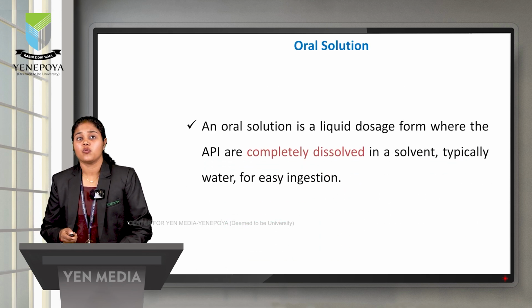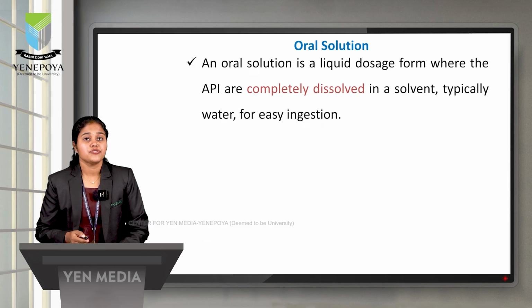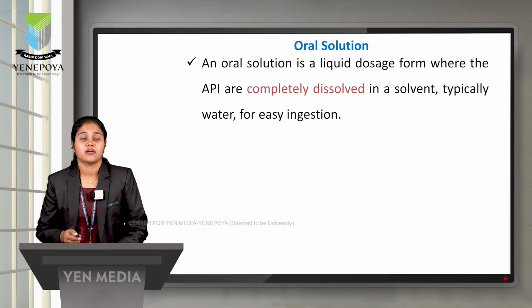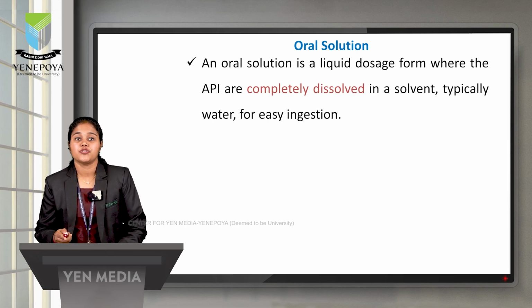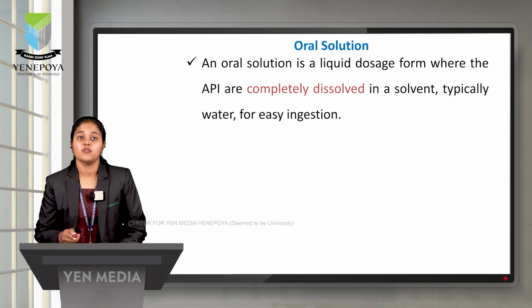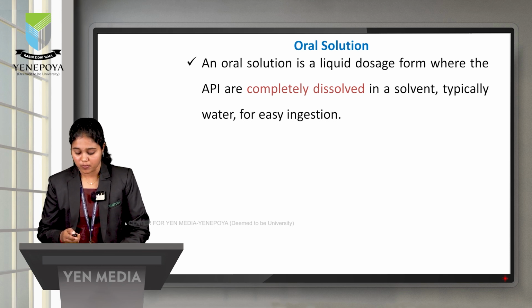Next we will see what is oral solution. An oral solution is a liquid dosage form where the API, that is the active pharmaceutical ingredient, is completely dissolved in a solvent, typically water, for easy ingestion. We can say it is a monophasic liquid dosage form, because here the APIs are completely dissolved. So, oral solutions or oral syrups are examples of monophasic liquid dosage forms.